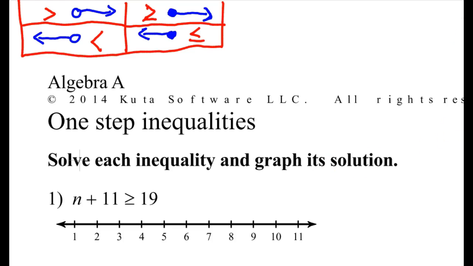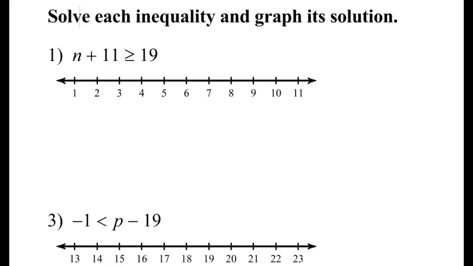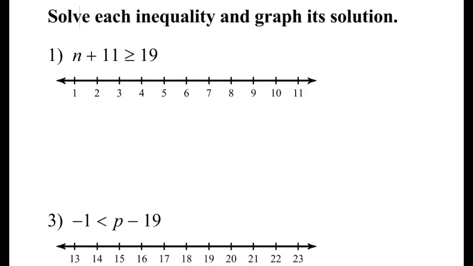And let's go down the left-hand column and just solve as normal. Just like we did with the equations, we're going to subtract, add, multiply, divide on both sides. And then we have to do the graph, and now we have the key up here to help us graph. So here we go. Number one, n plus 11 is going to be greater than or equal to 19.